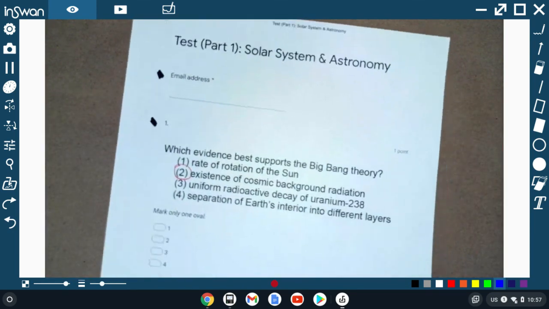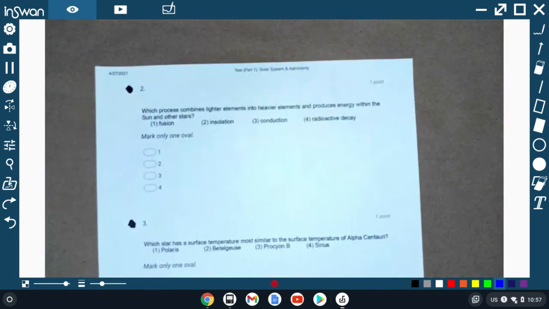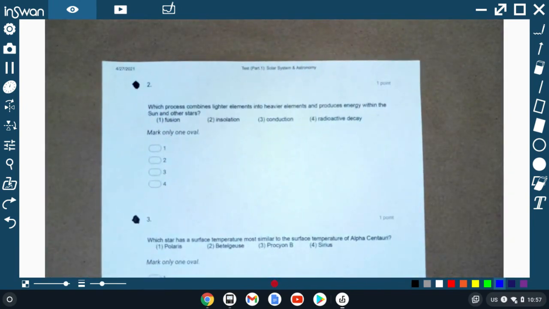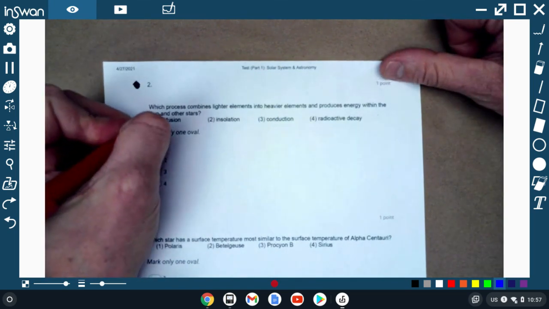All right. Let's go to number 2 here. Number 2 was a question that said, which process combines lighter elements into heavier elements and produces energy within the sun and other stars? We talked about this: when you bring lighter elements and fuse them together, they become heavier elements. And if you're fusing, you're bringing it together, that would be fusion.